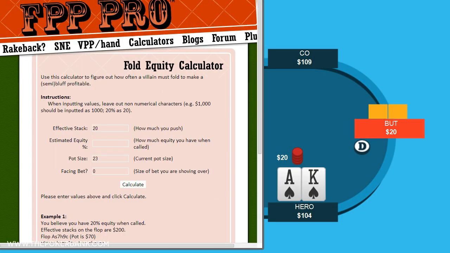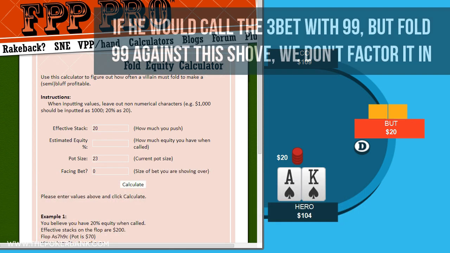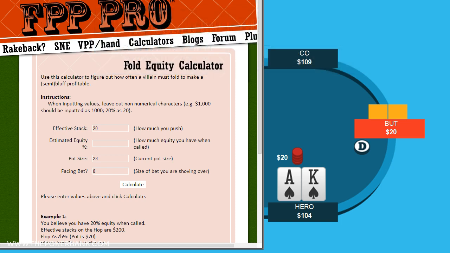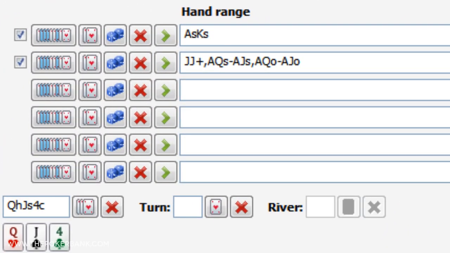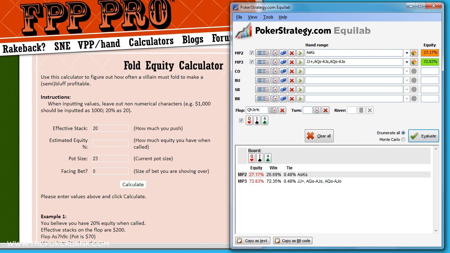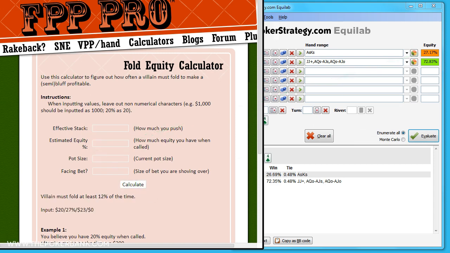Remember, we're calculating the equity we expect to have when our shove gets called. If we thought he would call our preflop 3-bet with 9s, but folded against our shove, we don't include it in this calculation. For simplicity's sake, let's say the button has and would call our shove with jacks plus, ace-queen, and ace-jack. If we click evaluate, we see that we have 27% equity when called. We can simply then plug that in, click calculate, and get the output that we need.